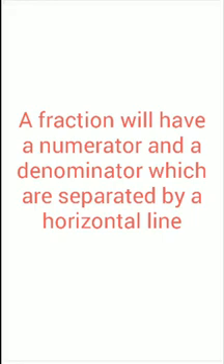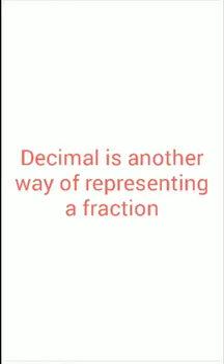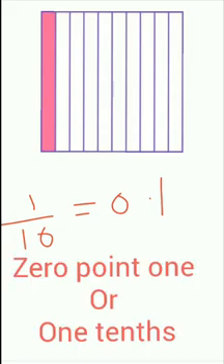Now let us learn what is meant by decimals. A decimal is another way of representing a fraction. Look at the figure. Here, a whole is being divided into 10 equal parts, and out of the 10 equal parts, one part is being shaded. So, what is the fraction representing the shaded part? It is 1 divided by 10. Isn't that correct? Yes. This 1 divided by 10 or 1 by 10 can also be written like this, and it is read as 0.1 or 1/10. So 1 by 10 is the same as 0.1.